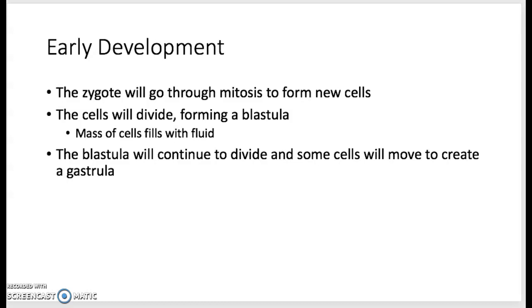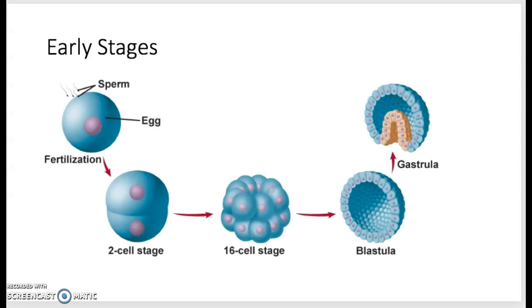So I have a photo here that's going to explain it a little bit more. In the first photo, you see the sperm and the egg. They're together. They create the zygote. Then it goes through cell division, which is the 2-cell stage, and then it's going to keep going until it forms the blastula.